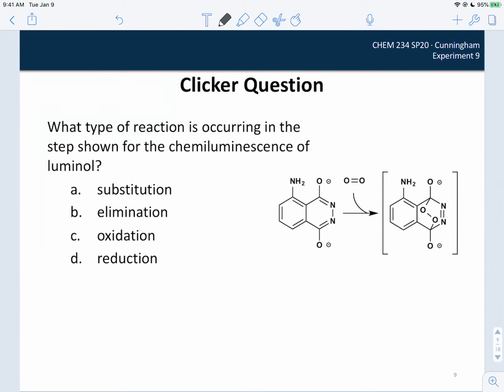So here is our second clicker question. Now we haven't looked at this particular mechanism just yet, but we will on the next slide. Let's just get to thinking about what type of reaction is occurring in the step that's shown here. So take a minute and think that one over.